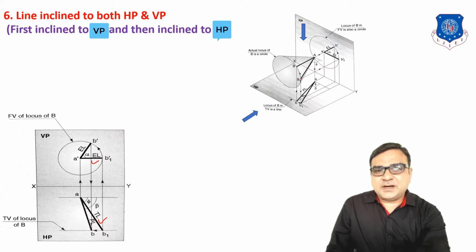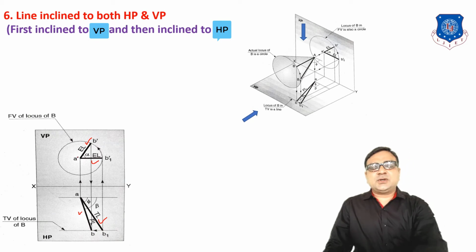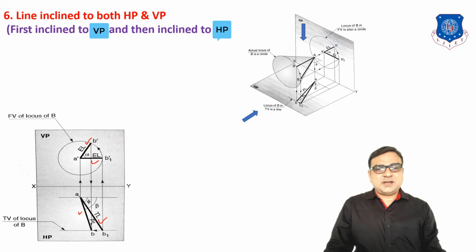Now when we incline the line with HP, which is already inclined to VP, the front view becomes A dash B dash and the top view becomes AB. So here A dash B1 dash is equal to A dash B dash, and AB1 is always greater than AB.